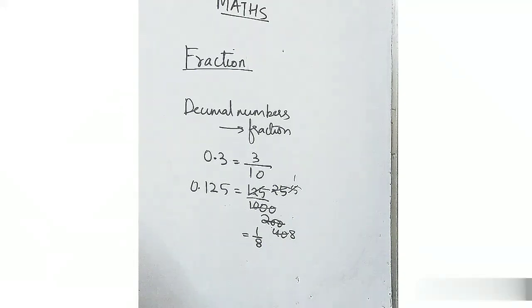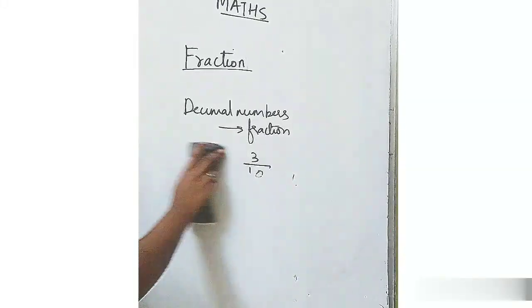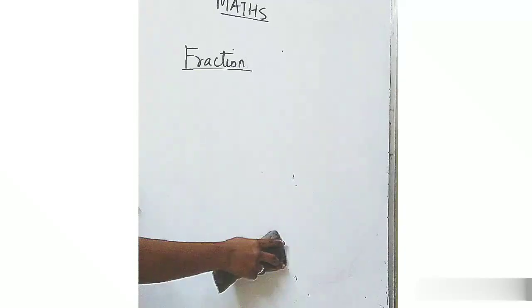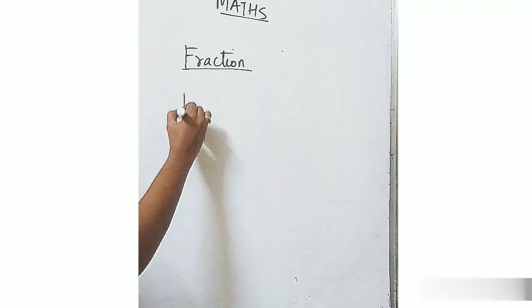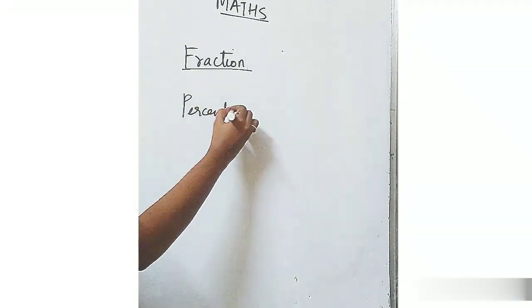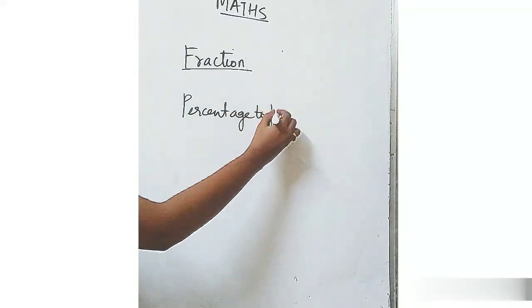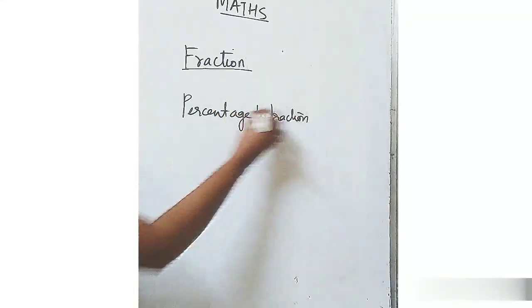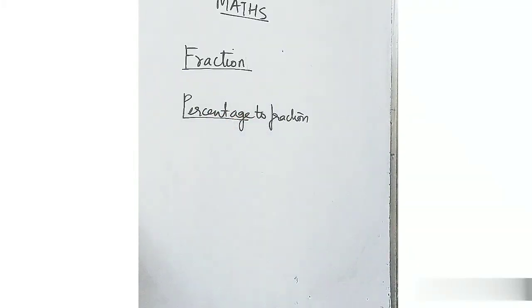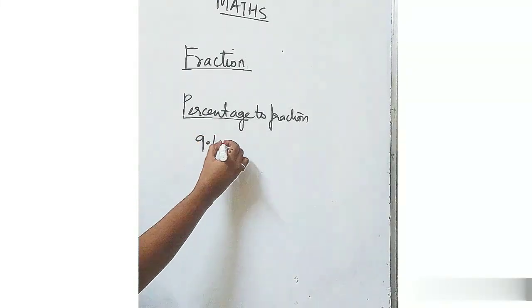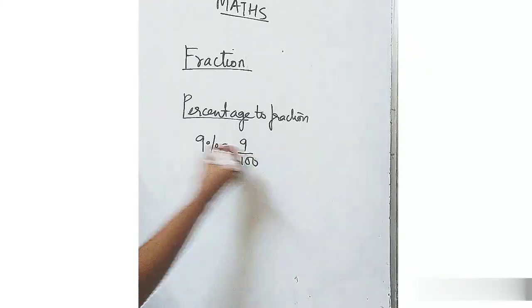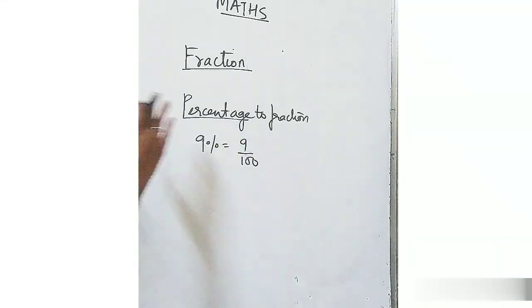Okay. Now we'll see percentage to fraction. So how will we do it? We know that percentage is out of 100. You may have studied it in a lower standard. Percentage is always out of 100. If I am given 9%, I will write it as 9 out of 100. So this is the way we convert percentage to fraction.